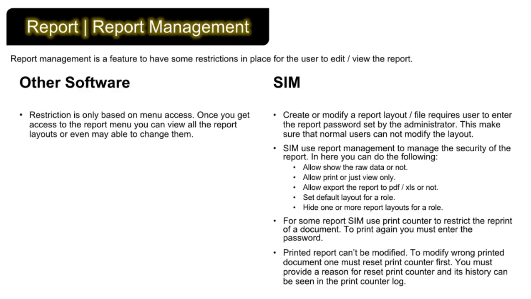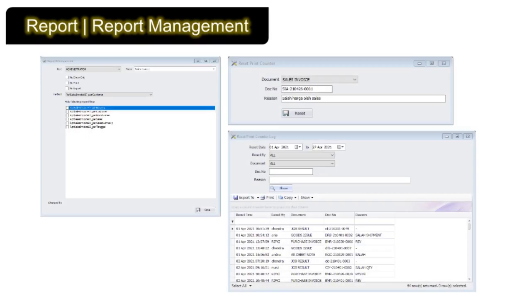SIM also supports the notion of a print counter for some reports. This makes sure that a document is printed only once. In order to reset the print counter, you must go to the Reset Print Counter menu and give a reason in doing so. The history of the Reset Print Counter can be seen as well. On the left side is the Report Management interface. On the upper right is the interface for Reset Print Counter. And on the bottom right is the history of Reset Print Counter.